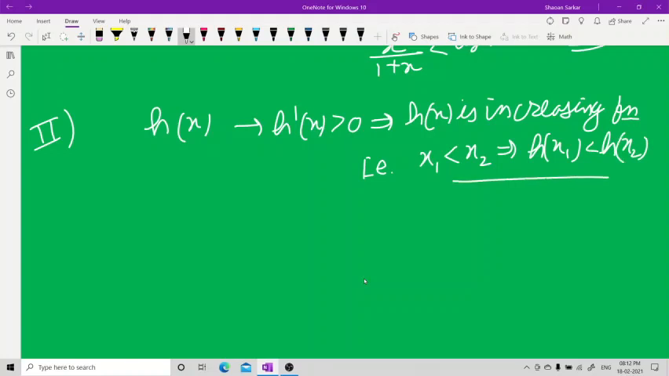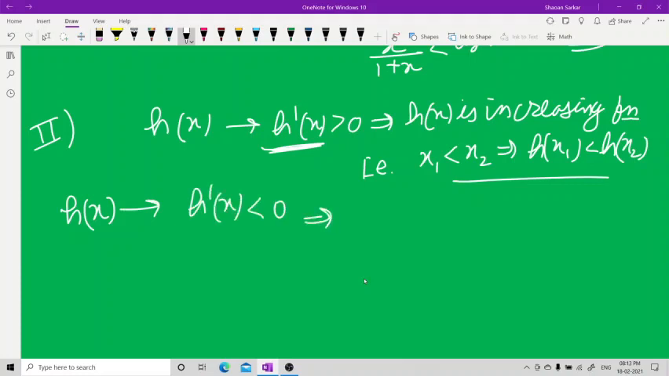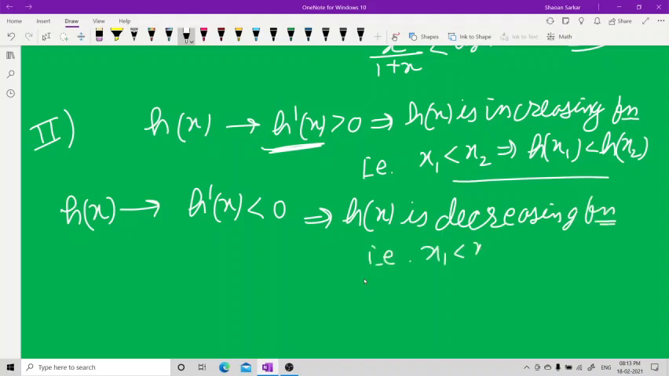Another concept you need to know: if I take the derivative of h(x), and this time it comes out less than 0, it implies h(x) is a decreasing function. That is, if I take points x1 less than x2, it implies h(x2) is less than h(x1). This concept.